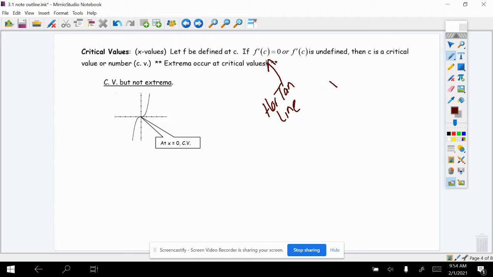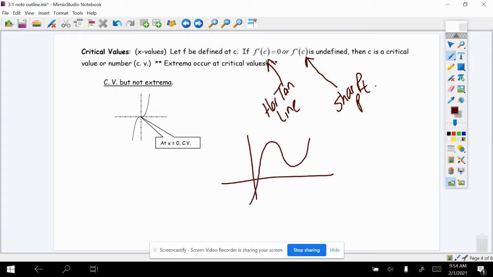If it has an undefined derivative, that's when you're looking for a sharp point. There's other things, and we'll talk about them, but those are the things that you're looking for visually. Now, it is when you have these horizontal tangent lines. So let me draw another picture up here. Let's say you have something like this. You're going to have a critical value here, whatever this X value is. We'll just call it A, because it has a horizontal tangent line.